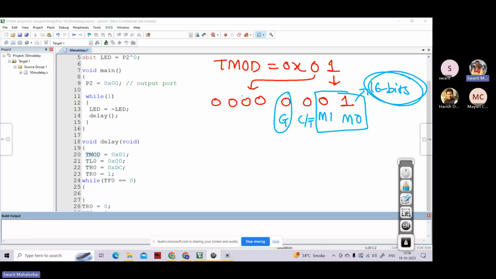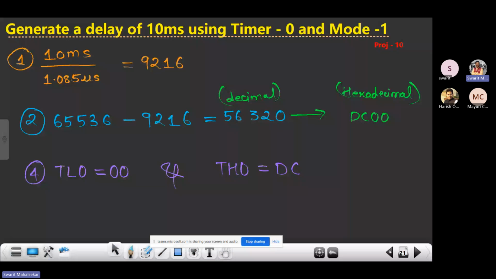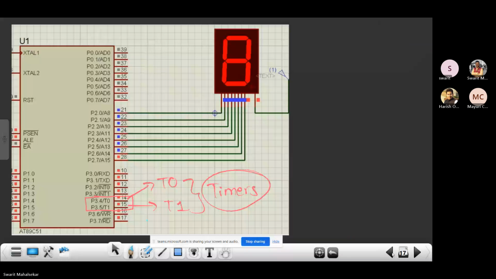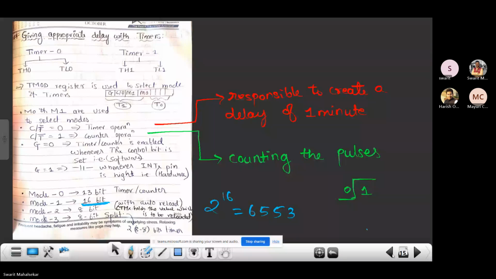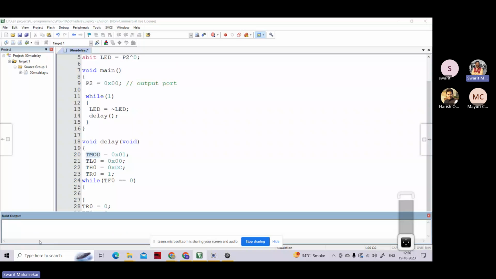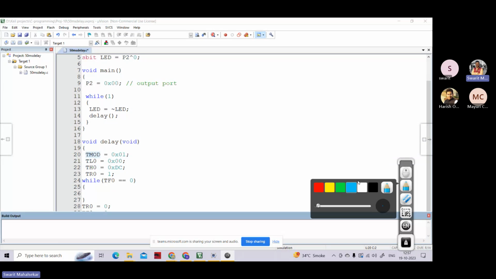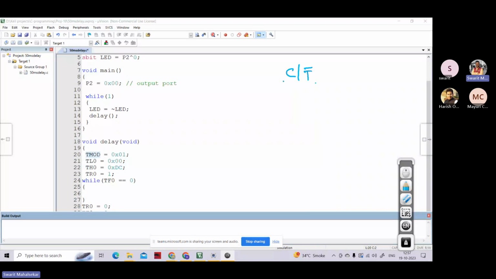And let me go back. If you could remember, when my CT bar is 0, it will perform timer operation, right? Oh, it got erased, but no worries. I believe that you understood. My CT bar was 0, right? So that means we are focusing upon the timer operation. I hope you are getting this particular point.